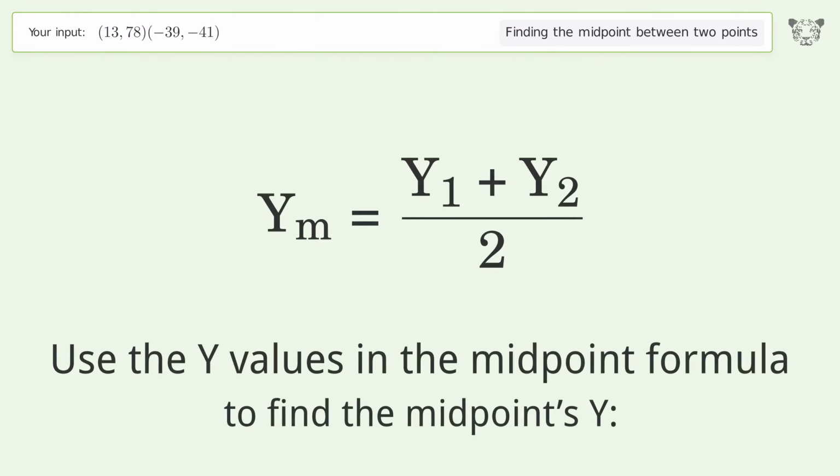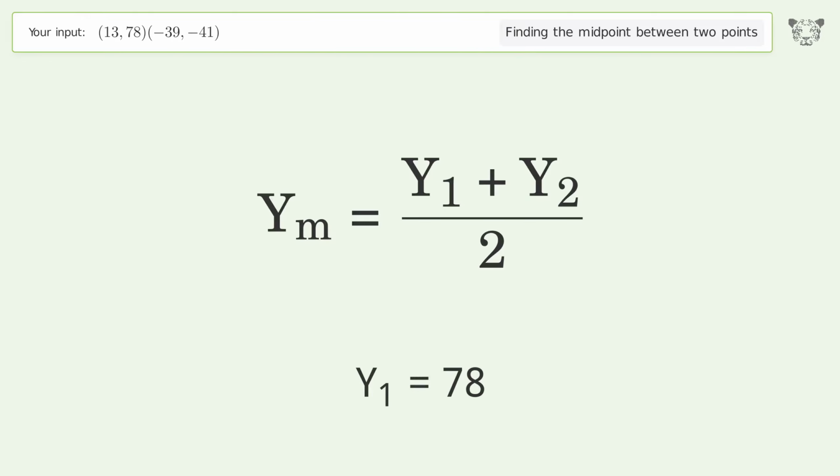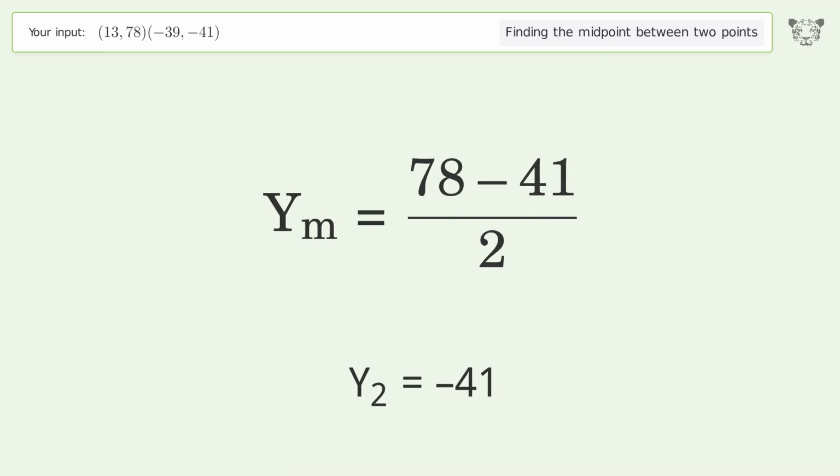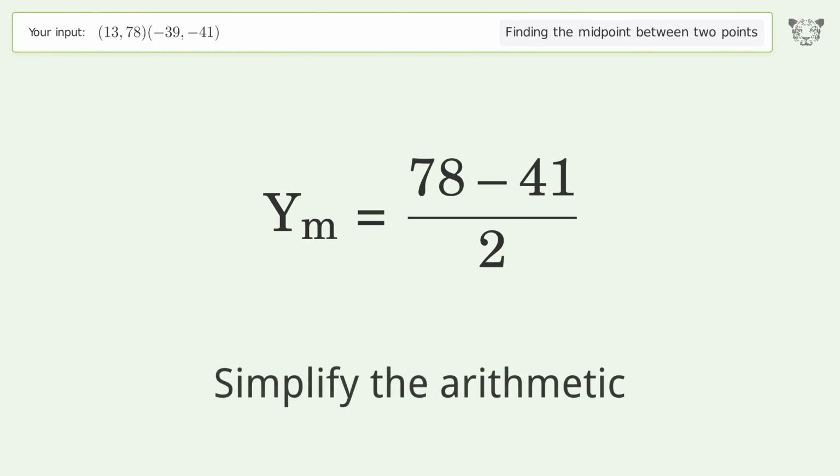Use the y values in the midpoint formula to find the midpoint's y. y1 equals 78. y2 equals -41. Simplify the arithmetic.